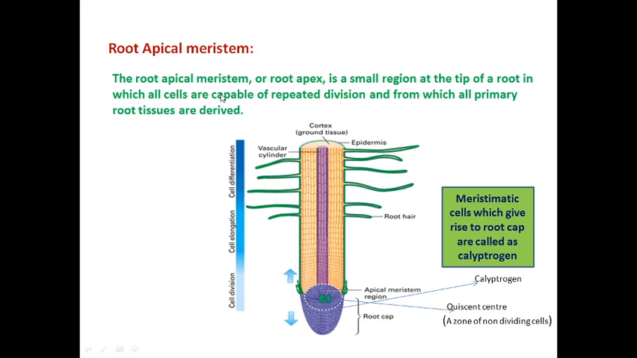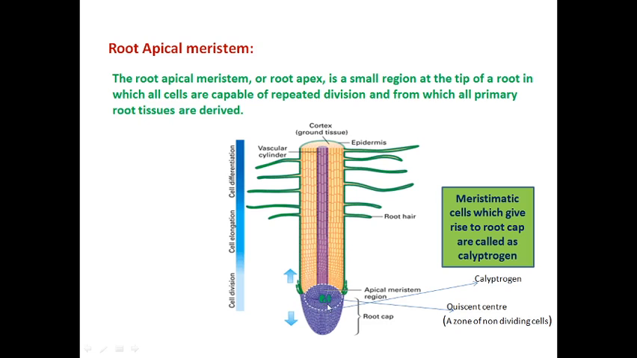Now coming to the root apical meristem. I have chosen a diagram here. The root apical meristem, or root apex, is a small region at the tip of the root. Let me show you here. This is the root, up to this white mark. This is the tip of the root. Here, the circle in white, you can see, is the tip of the root.